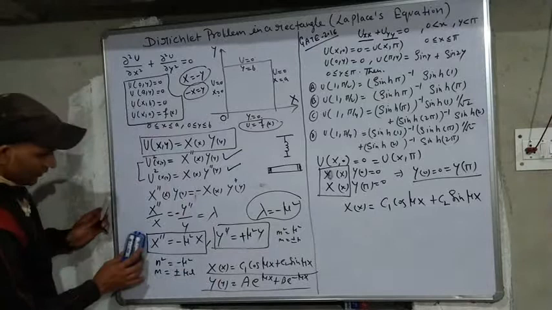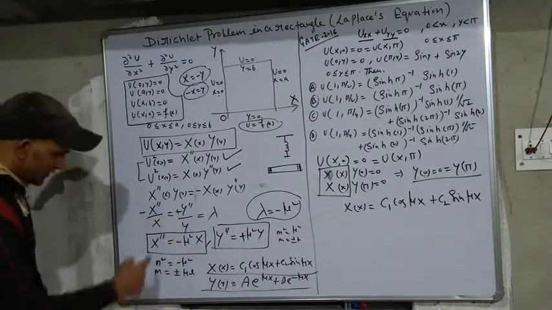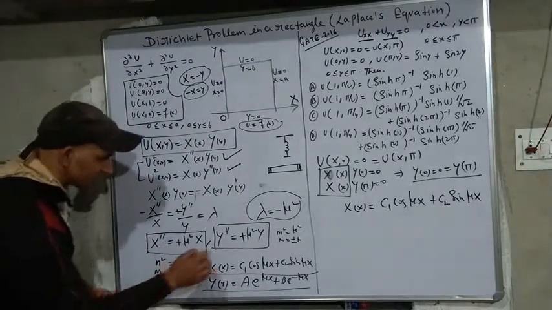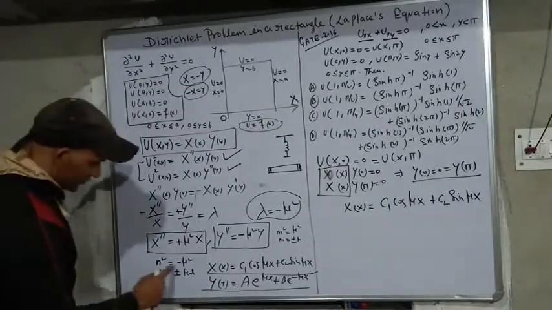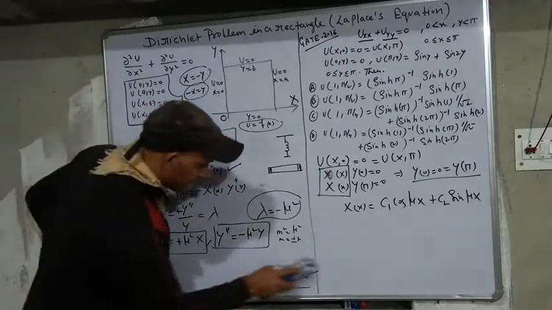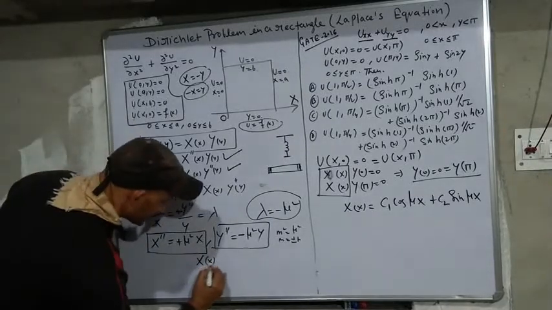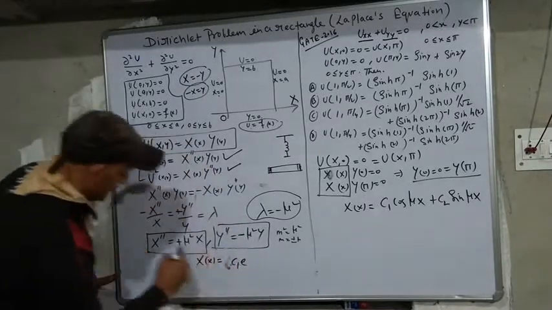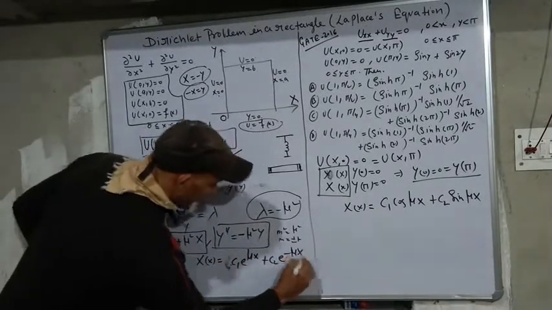There is no change. If I put this minus here and this is positive, and if some students have confusion, so I am solving by this method. So this is plus and this is minus. No problem, both are same. So now in this condition your solution will be, this is positive, so X is equal to c1 e to the power μx plus c2 e to the power minus μx.